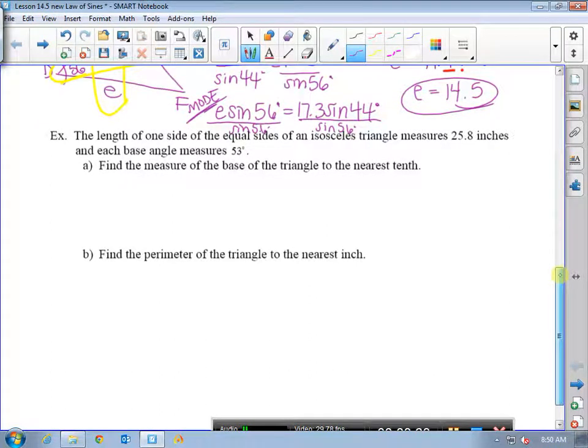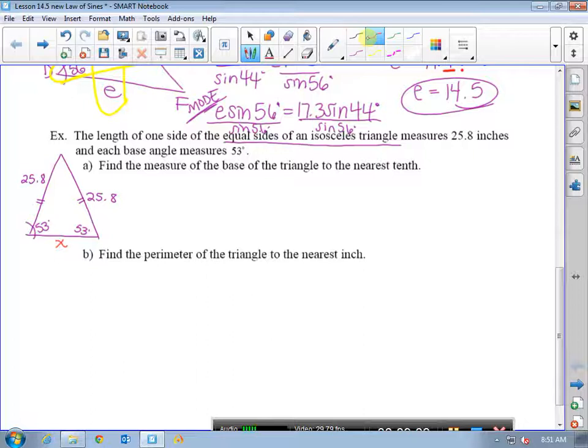So, word problem. The length of one of the equal sides of an isosceles triangle measures 25.8. So let's sketch an isosceles triangle. And we know we have 25.8 for the 2 legs. And each base angle measures 53 degrees. Part A, find the measure of the base of the triangle to the nearest tenth. So they'd like us to find this base down here.